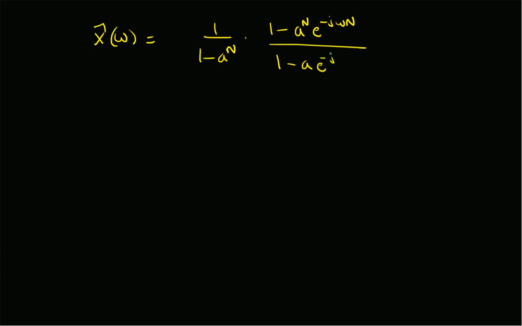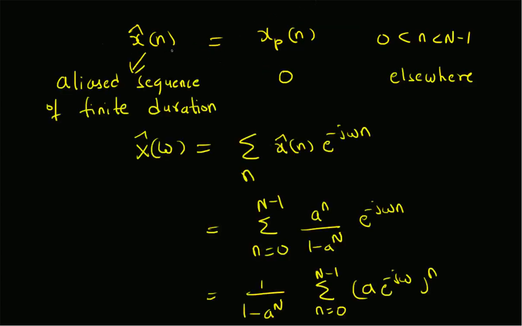Therefore x hat of omega is given by 1 by 1 minus a power N, that is the factor, and then we have 1 minus a power N e power minus j omega capital N, divided by 1 minus a into e power minus j omega. So that is our x hat of omega. That is the Fourier transform of this finite sequence.